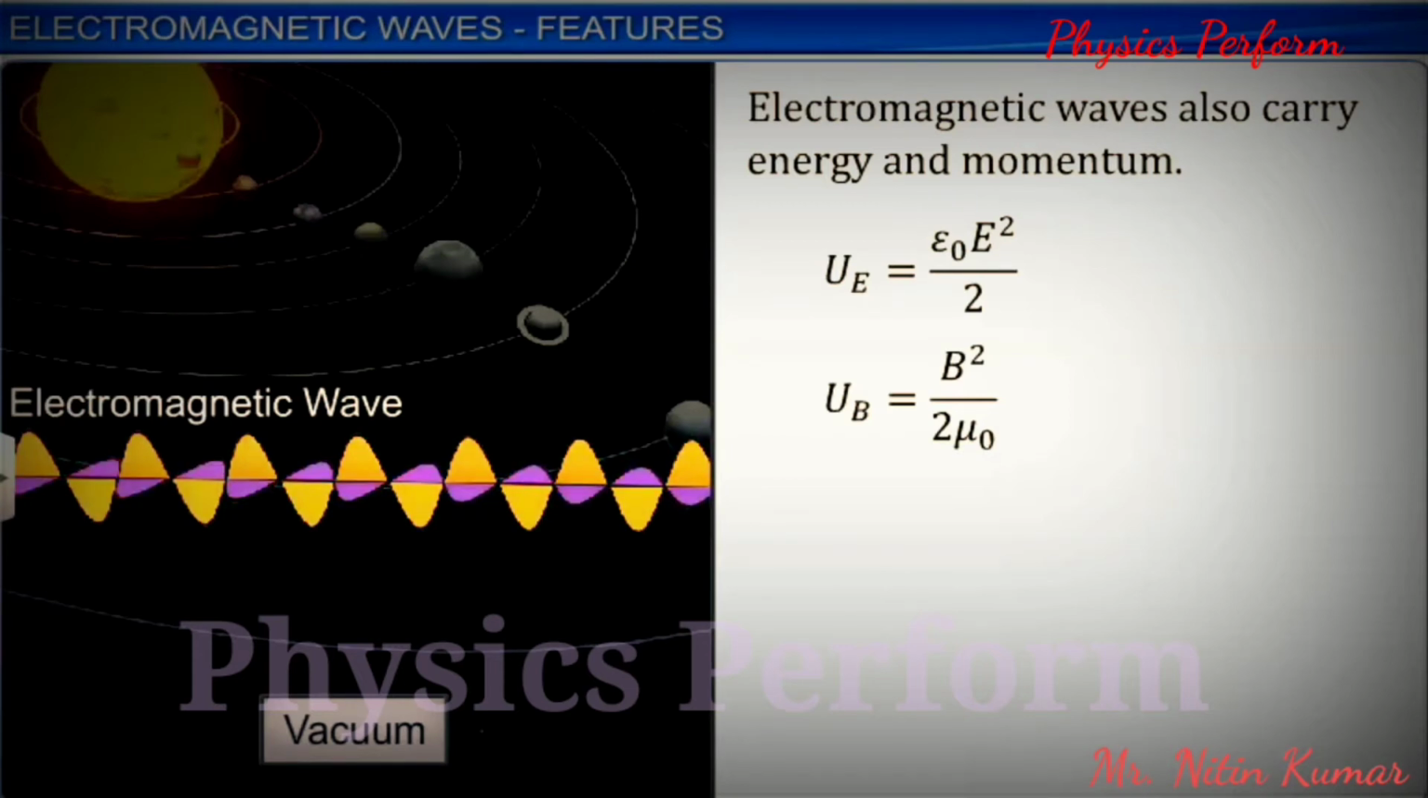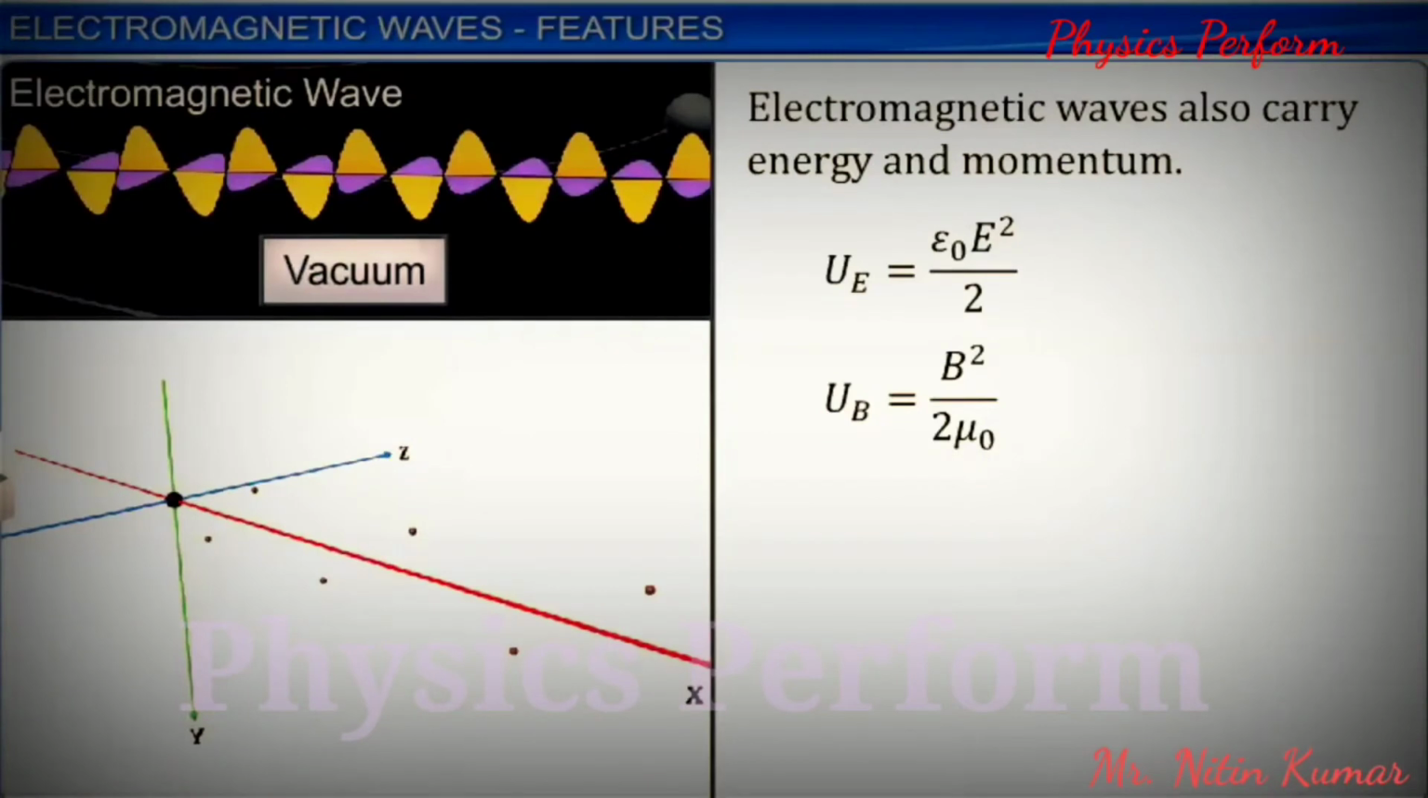This presence of energy and momentum in an electromagnetic wave can be understood by considering some charges in a plane which are perpendicular to the direction of propagation of the electromagnetic wave. The charges are set in motion by the electric and magnetic fields of the electromagnetic wave. Thus, the charges acquire energy and momentum from the electromagnetic waves. Since the electromagnetic wave carries momentum, it exerts pressure called radiation pressure.